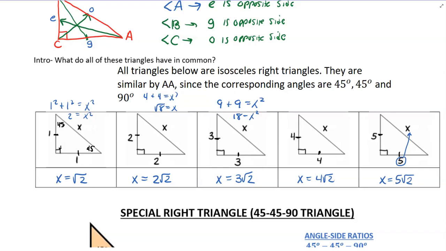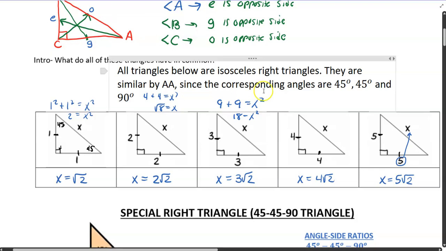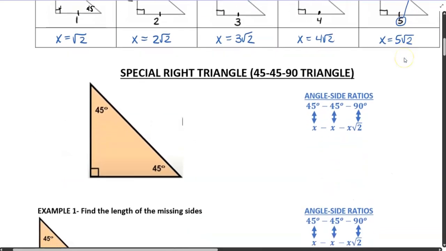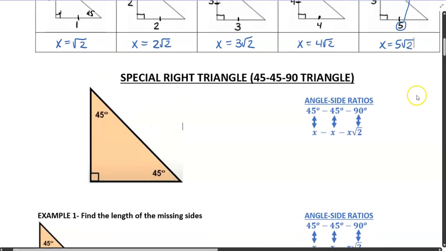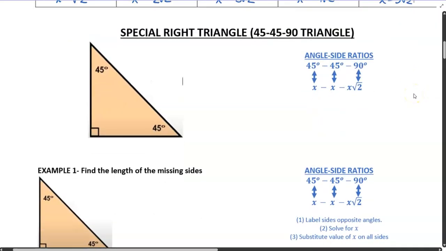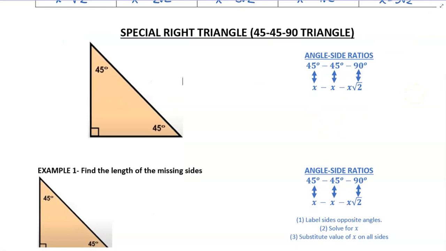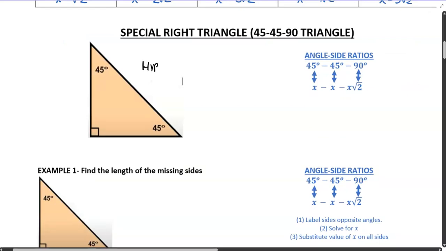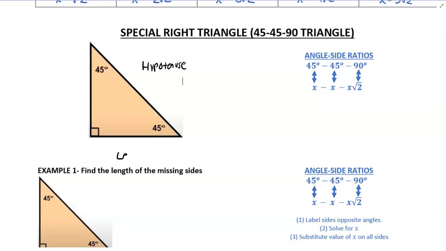So this is no coincidence because, as I said, these triangles are similar by angle, which means their ratios are the same. So we're going to specifically talk about these ratios of the 45, 45, 90 triangle, also known as the isosceles right triangle. And here it is below. In a special right triangle that is a 45, 45, 90 triangle, we have our three sides. The longest side is our hypotenuse, and the other two sides we're going to call our legs.